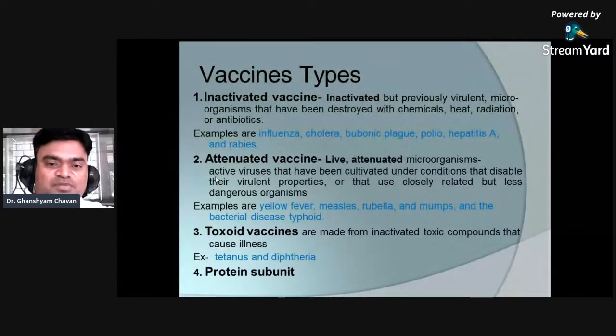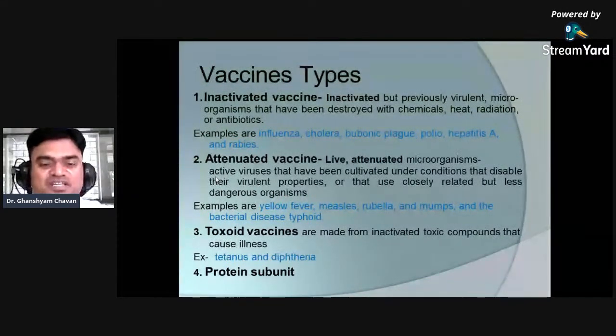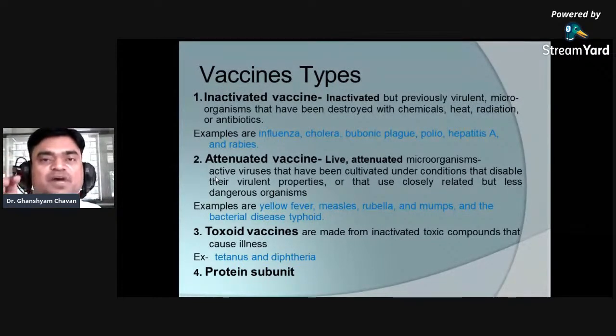And it is also one of the problematic conditions, especially in the case of kids, it occurs in infants. Next is protein subunit. What are protein subunits? These are the proteins which have been especially identified from the viruses, and these specific proteins don't have any virulent property, they don't have any viral property, and they are taken from a specific part of the virus.